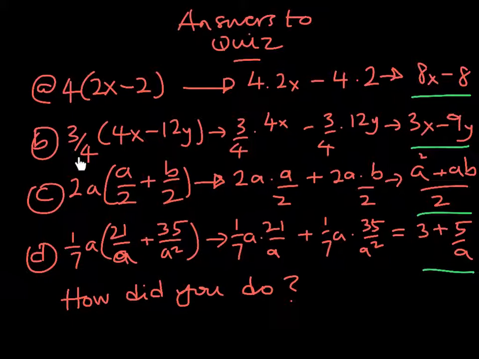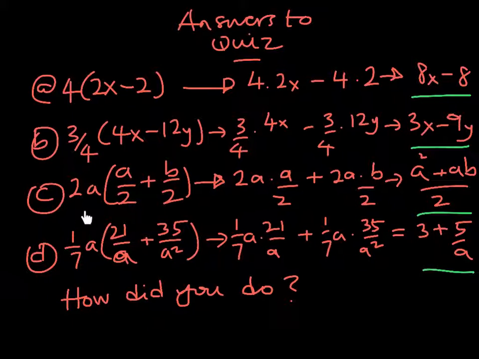Now let's look at the next one. 3 over 4 into 4x minus 12y. So we distribute 3 over 4 into the first term 4x, and to the second term negative 12y. So 3 over 4 times 4x, so 4 cancels 4 there, so that leaves us with 3x, and then minus 3 over 4 times 12y. 4 goes into 12 3 times, and that leaves us with 3. 3 times 3 gives us 9. So it's 3x minus 9y.